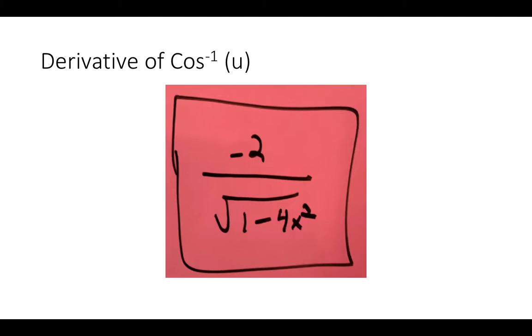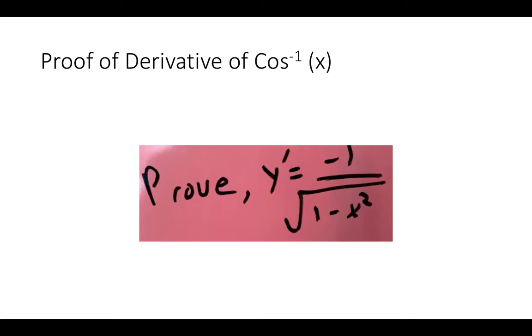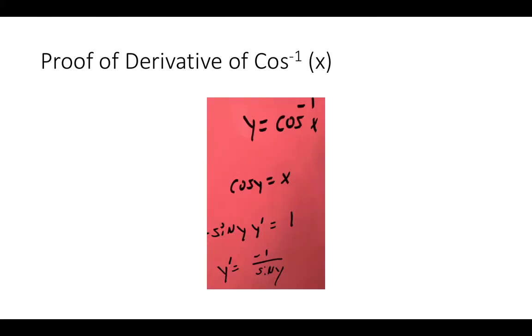So now let's actually prove why this formula works. I'm going to use the other formula to prove it. Let's prove why the derivative of inverse cosine usually falls in the category of this formula, negative 1 divided by square root of 1 minus x squared. Start off. y is equal to inverse cosine of x. First thing first, we want to solve for y. We want to get the derivative of y.